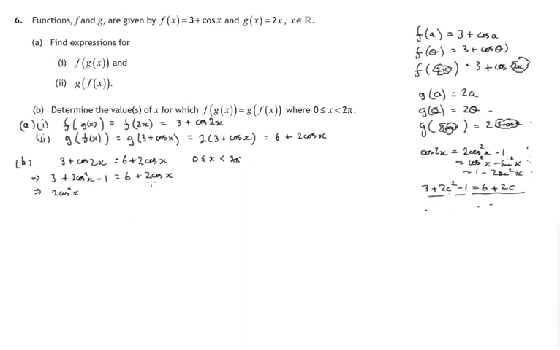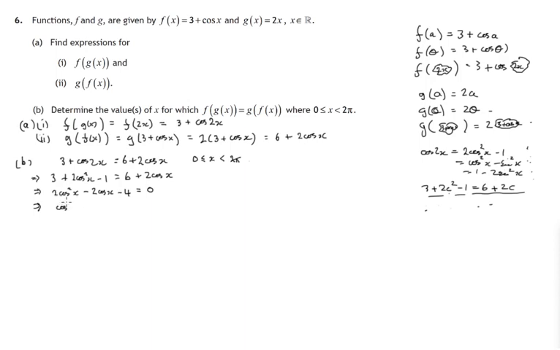Let's subtract 2 cos x from both sides. And then on the left hand side we've got a 3 minus 1, which is a 2. So let's subtract 6 from both sides, so that 2 minus a 6 will be negative 4 equals 0. And just tidy up the fact that we've got a common factor of 2 in each of the terms on the left. Let's divide both sides by 2 now.